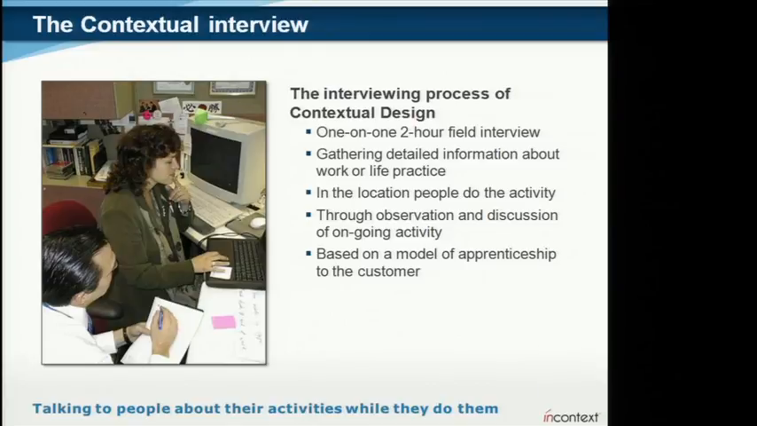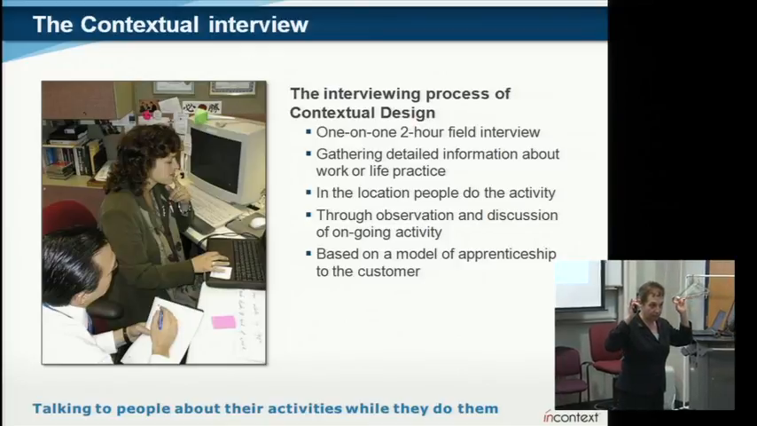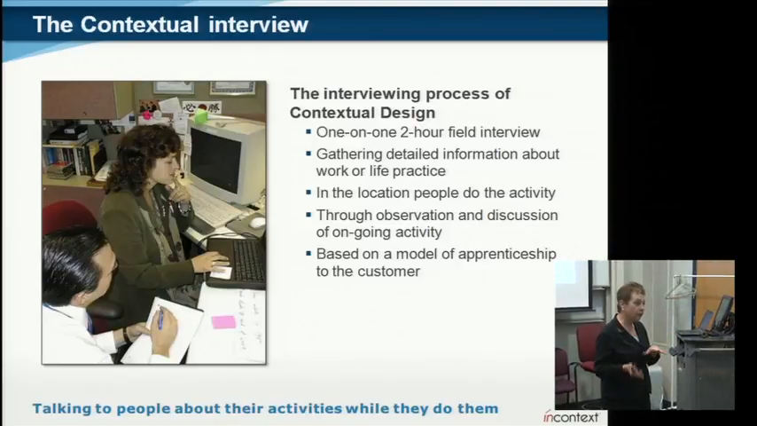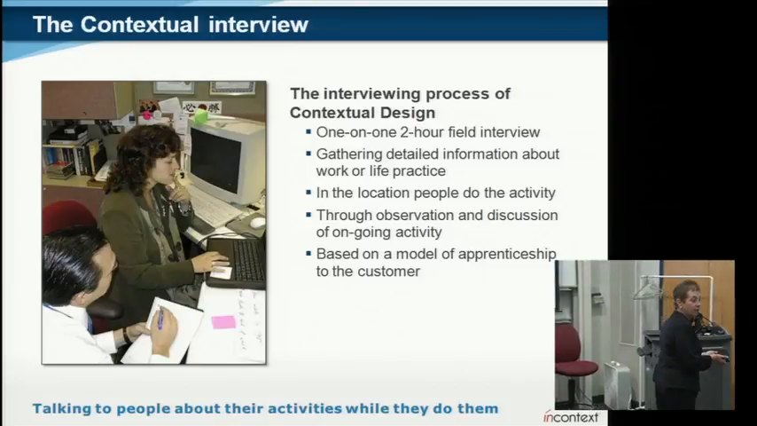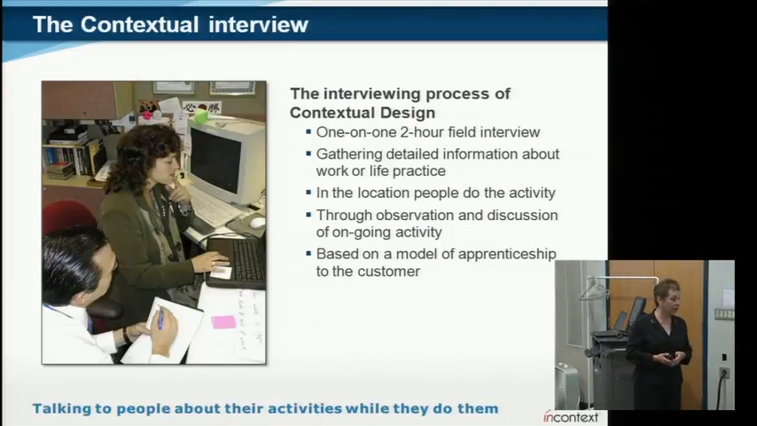The contextual interview is generally a 2-hour, one-on-one field interview. That means one person doing the interview with the person who's in the field. If the interview is in someone's home or a place where security might be an issue, we would send along an accompanying person. But generally, we only need the interviewer and the person whose life we are trying to understand in the field. We do not want a cast of thousands.